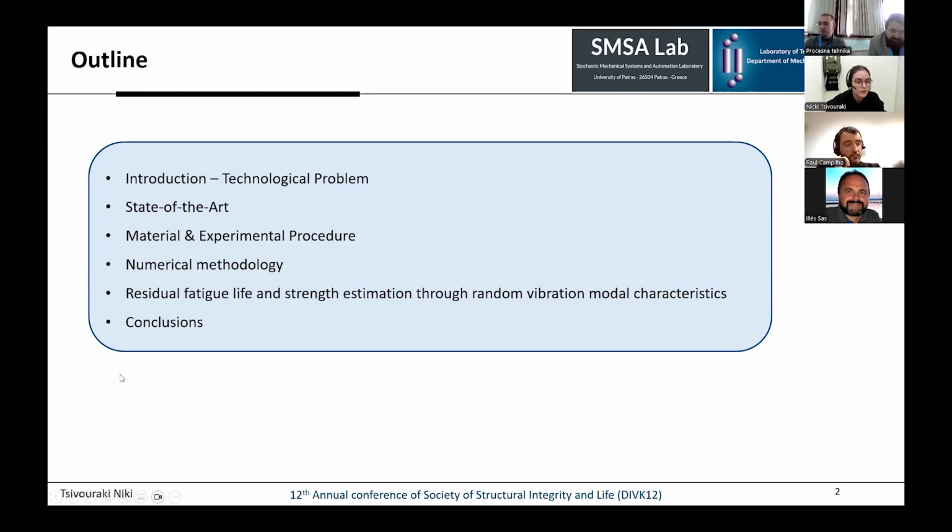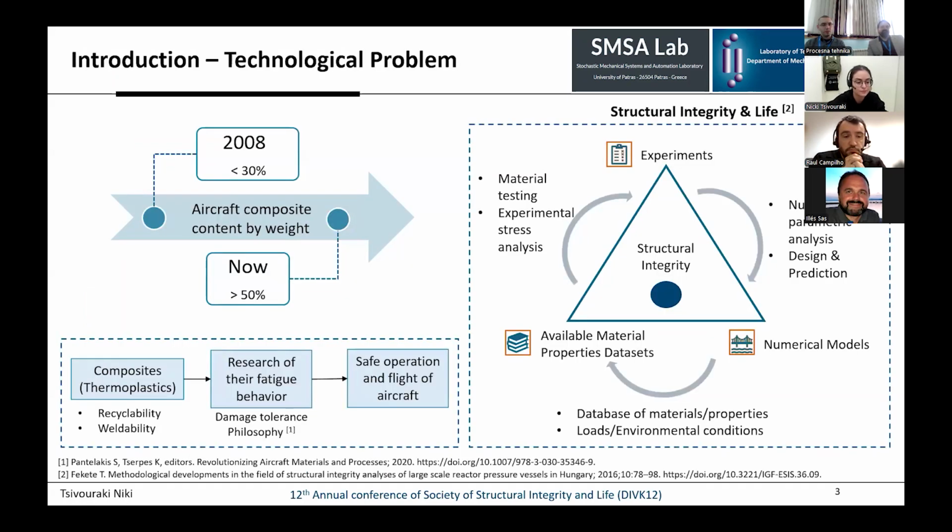In short, the outline of this presentation is an introduction and the technological problem of estimation of the residual fatigue properties from model characteristics. After a short reference to the existing bibliography and the demonstration of material and experimental procedure, the flowchart of the used methodology will be explained. The residual fatigue life and strength estimation through random vibration model characteristics will be described, and the main conclusions will be presented at the end.